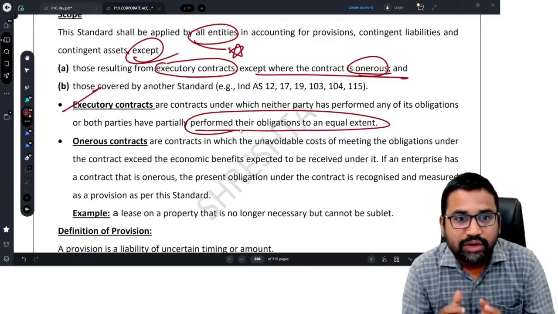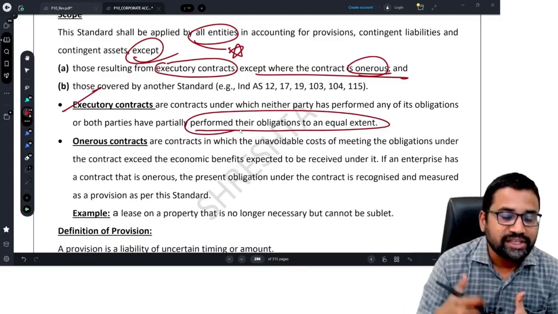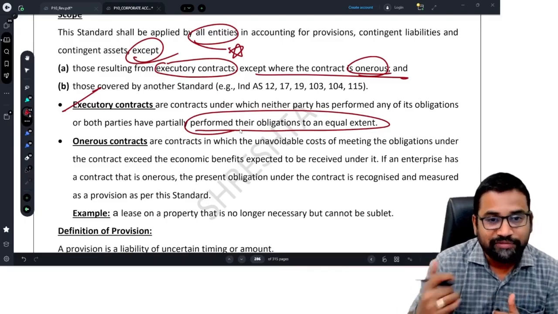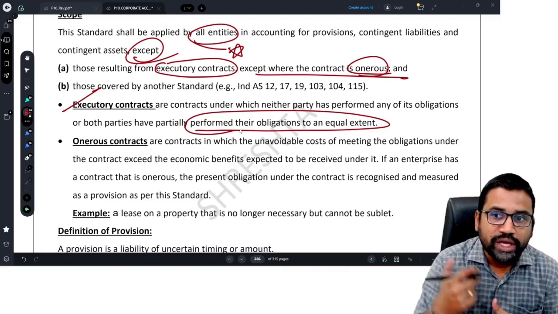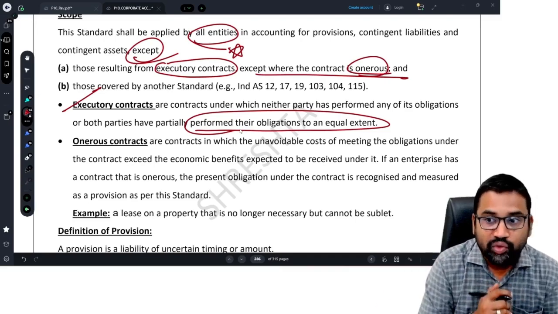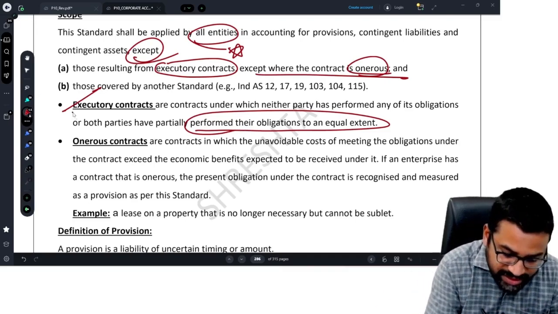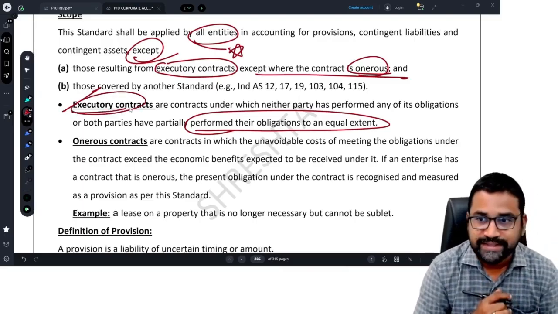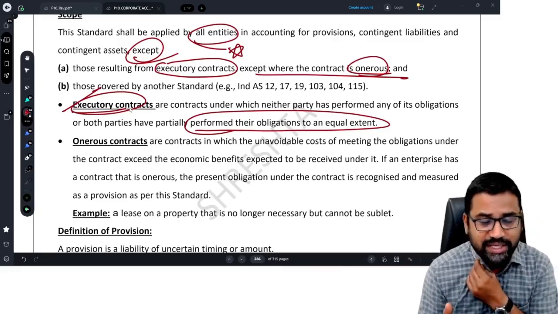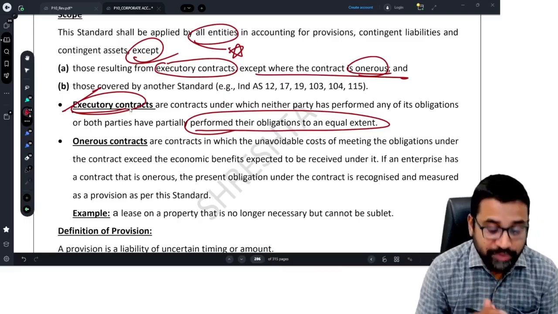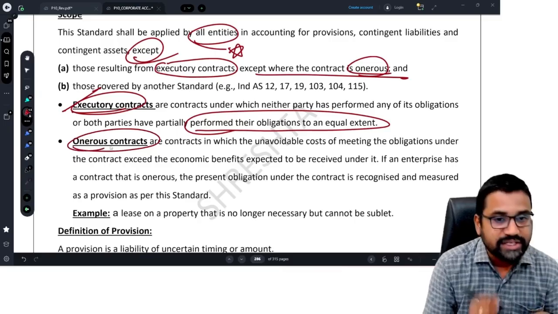Now see, if the contract is an executory contract, since neither of the parties has performed their duties, or performed them equally, partially to an equal extent, then who can enforce against the other? Nobody. Therefore, the standard says for these kinds of executory contracts, this standard is not applicable. From these executory contracts, for any provisions, contingent assets, contingent liabilities, this standard is not applicable. Suppose the contract is onerous in nature, this standard is applicable.